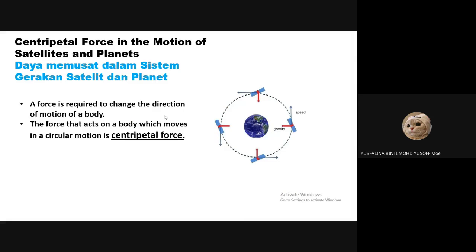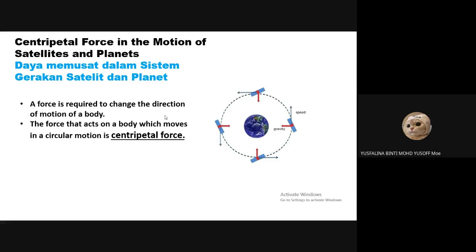So a force is required to change the direction of the motion of a body. There must be a force to change the direction. The force that changes it, we call a centripetal force. Okay, the force that changes the direction. Because we know that the satellite will move in a circular motion, right? It will revolve around the Earth. So the direction is changed. You will move in a circle like that.